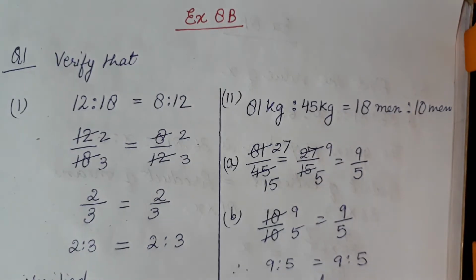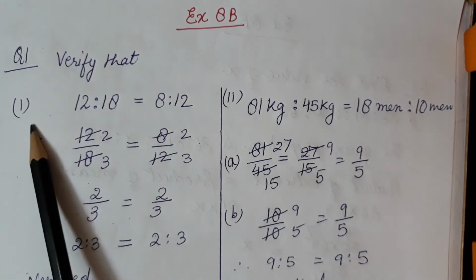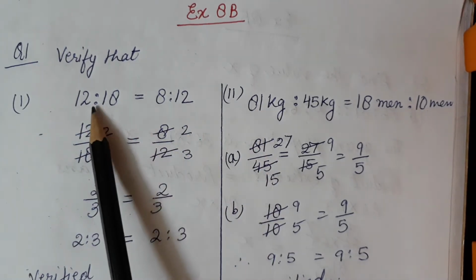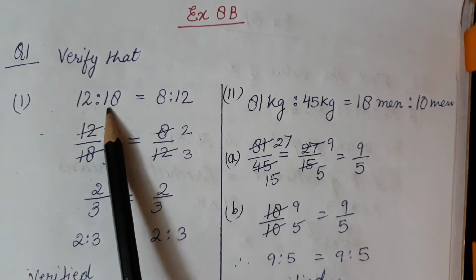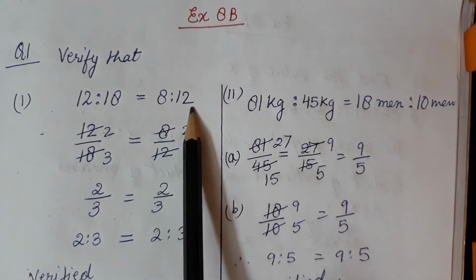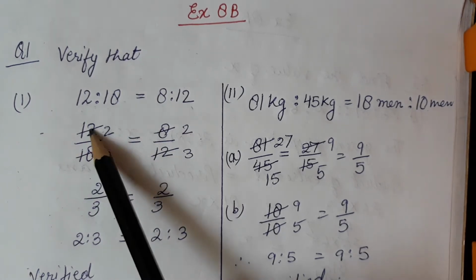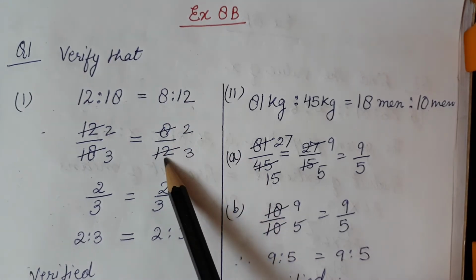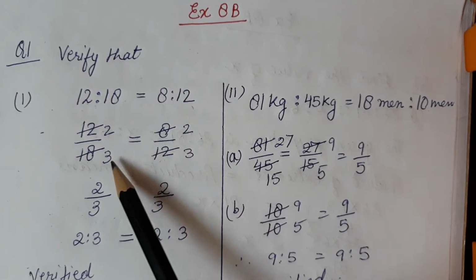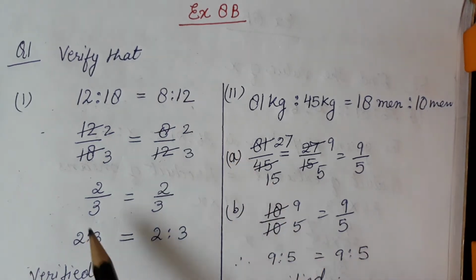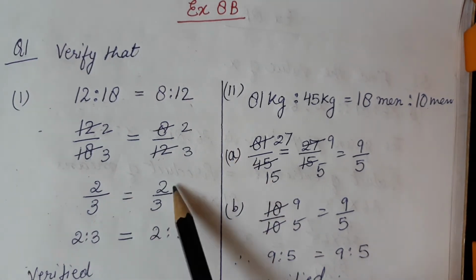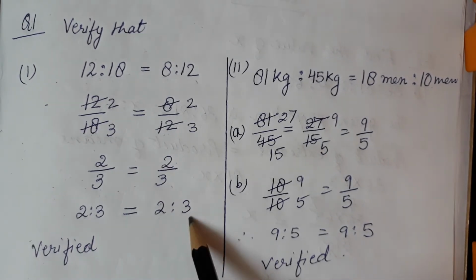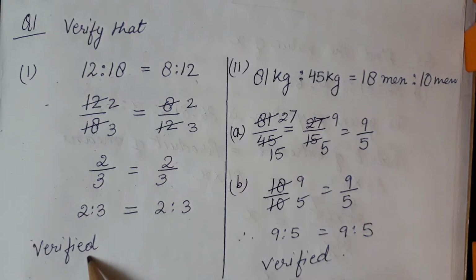Now, question number 1 we are doing. In question number 1, I have taken two subparts, sub number 1 and sub number 2. First we will start with sub number 1. Here the question is to verify that this given ratio is equal to this given ratio. So how do we do that? This ratio we write as a fraction and reduce it. This ratio we also write as a fraction and reduce it. The reduced ratio for both the given ratios is the same, that is 2 by 3 and 2 by 3. So the given ratio 2:3 is equal to 2:3. So we verify that it is equal.